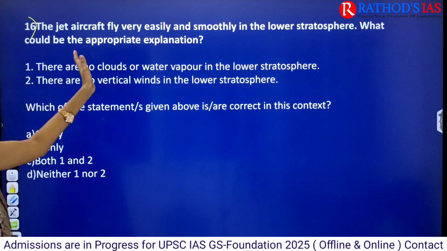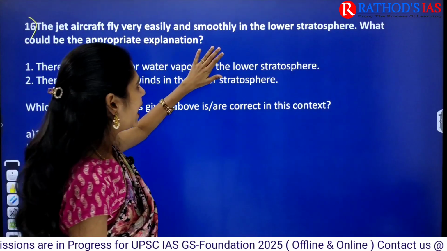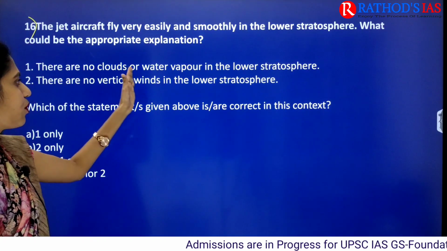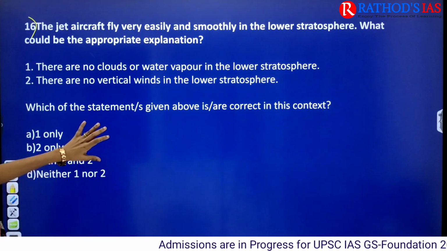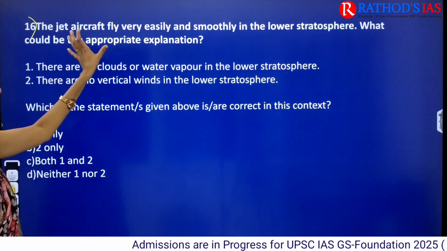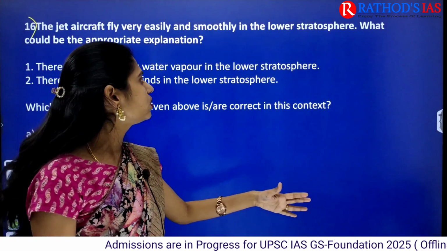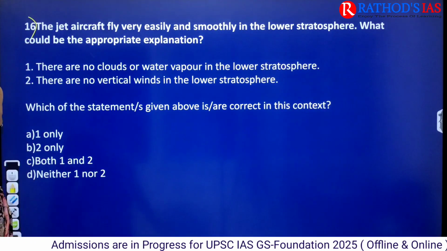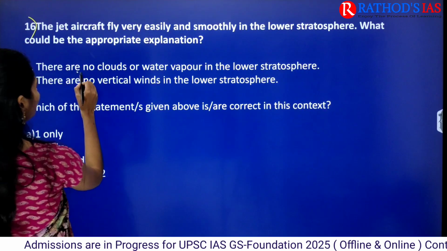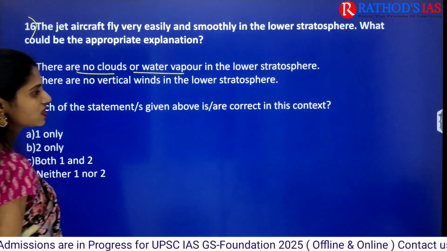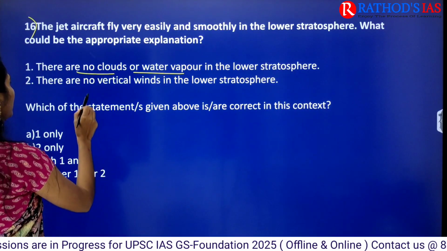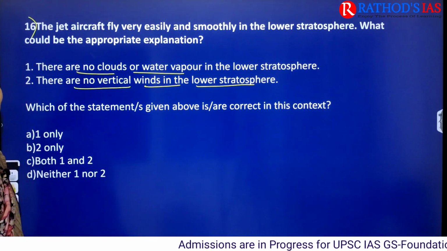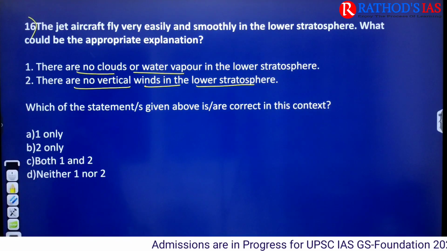The jet aircraft fly very easily and smoothly in the lower stratosphere. What could be the appropriate explanation? So the reason here is, while jet aircraft move very smoothly in the stratosphere, why are they not moving in the troposphere? The first statement is, there are no clouds or water vapor in the lower stratosphere, and there are no vertical winds in the lower stratosphere. So let us see the statements.